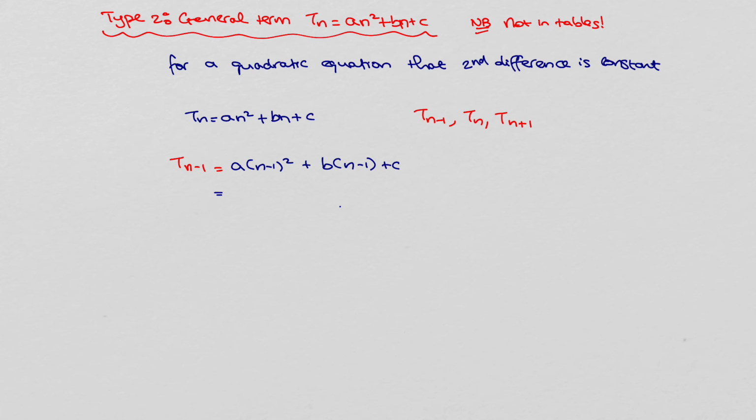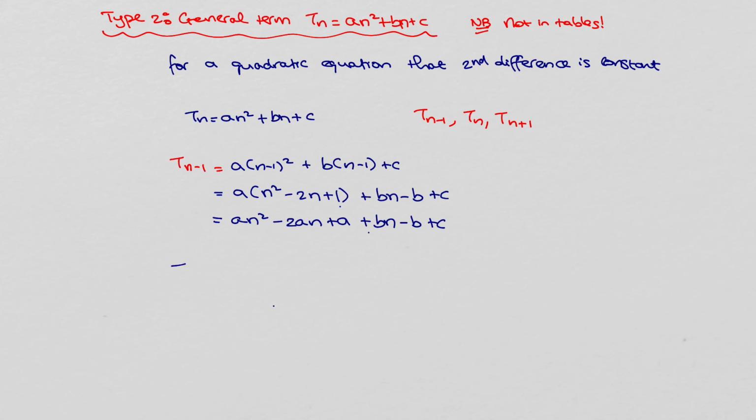And if I simplify that, well, I have n minus 1 squared, so that's n minus 1 times itself. So that's n squared, multiply them and double it, and square the second term. Then bn minus b plus c. So that's an squared minus 2an plus a plus bn minus b plus c.